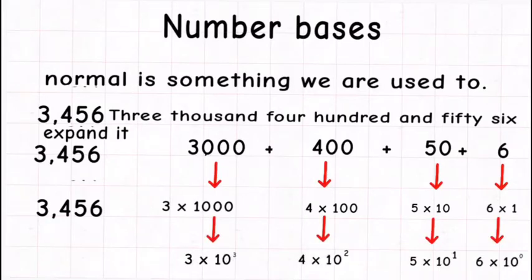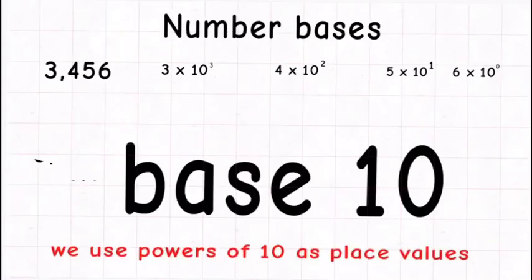Now going back here, instead of writing 1,000, we can use powers of 10. So we could write 3 times 10 raised to the power 3 in place of 1,000, 4 times 10 raised to the power 2 in place of 100, and this is why we say this is in base 10. In base 10, we use powers of 10, and this is what we are used to represent the place values. We use powers of 10.